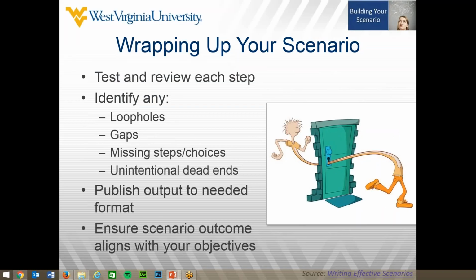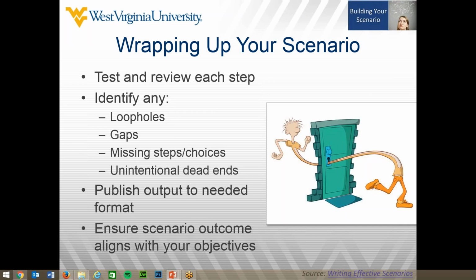So once you start creating this, how do you wrap your scenario up? Part of this you want to do in just mapping it out before you start programming. You want to identify the loopholes and the gaps. Are there any missing steps or choices or unintentional dead ends? Sometimes I get excited about just creating the story as it goes along, and I end up with some unintentional dead ends, so you have to correct those. That dead end has to be resolved. They have to do something to get back to where they can make another correct choice.